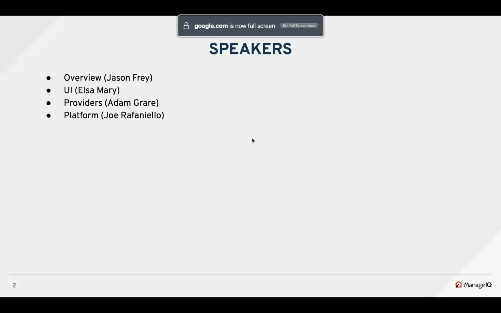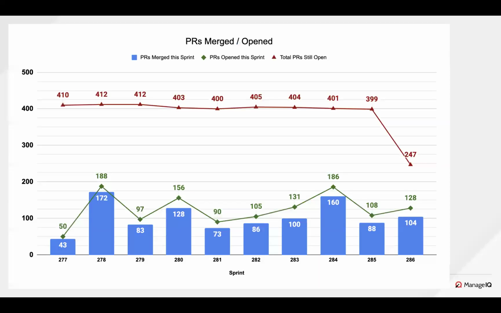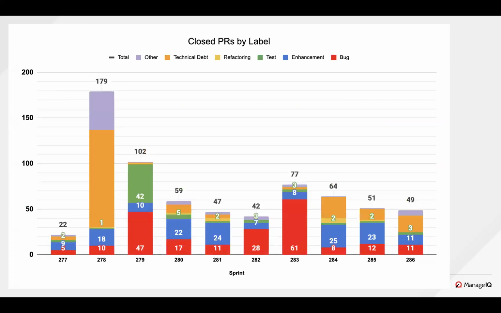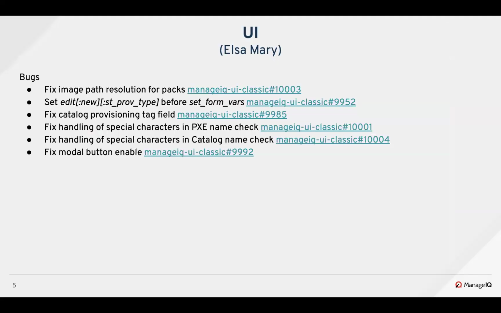I'll start with the overview, Elsa on the UI, Adam on providers, and Joe on the platform. We had a lot of PRs close this sprint, apparently. I'll have to double check these numbers because they don't look quite right. But on the PRs merged this sprint, we have 104. And of the closed PRs, an even split between bugs and enhancements. And over to Elsa on the UI.